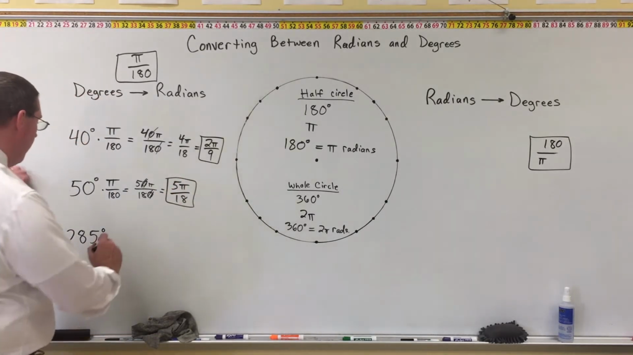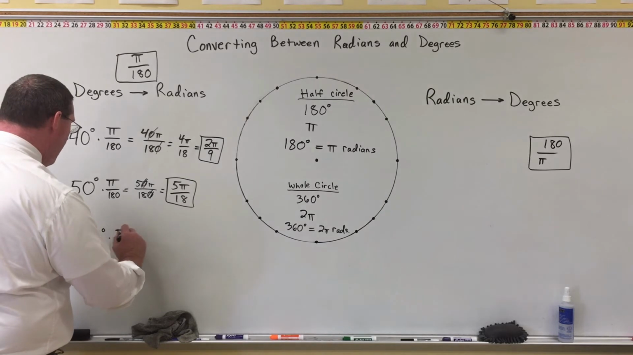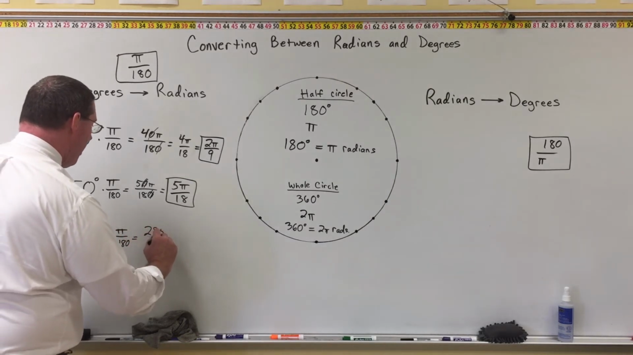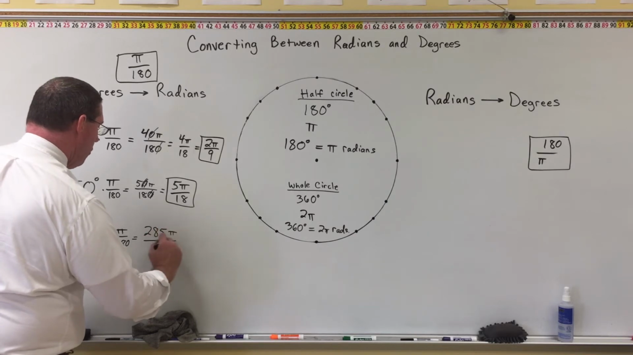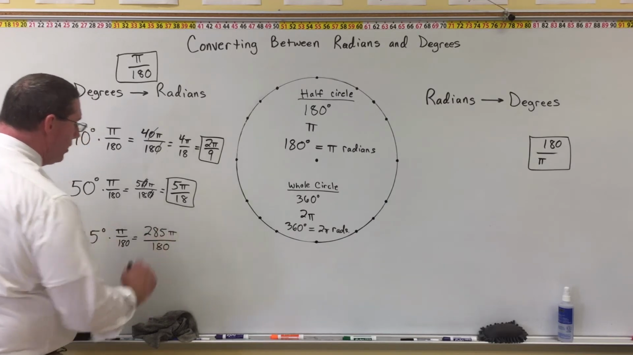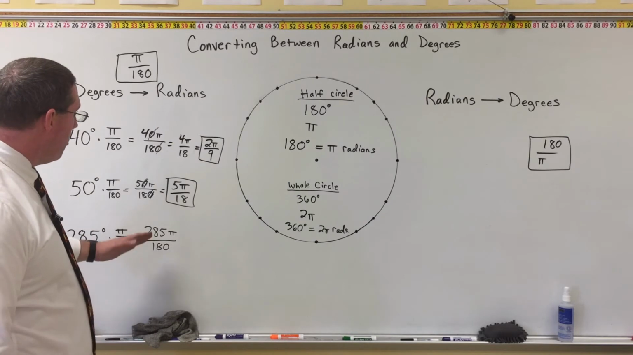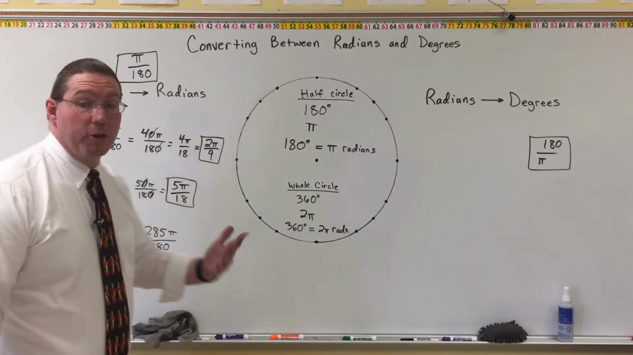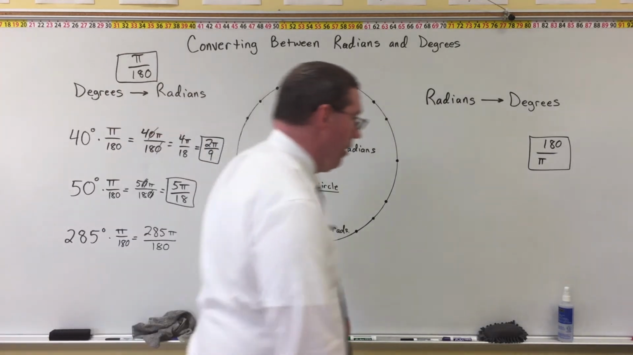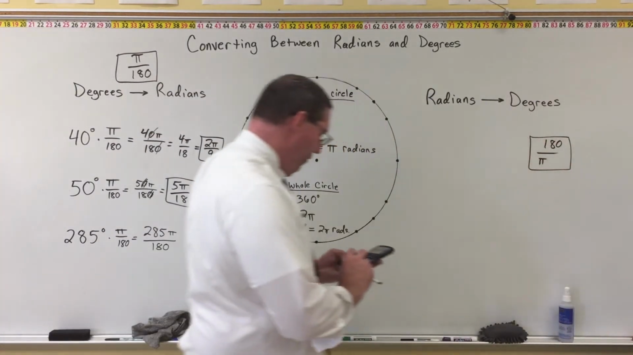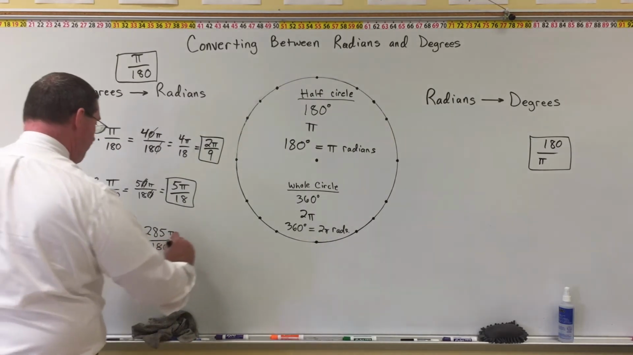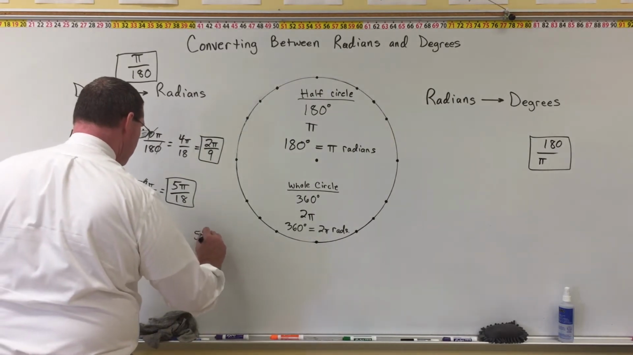Last one, 285-degree angle times pi over 180 gives us 285 pi over 180. Now we can't divide by 10 in both of these, but we can divide by 5 in both of them. So if we divide 285 by 5, I'm going to grab a calculator. All right, so 285 divided by 5 is 57 pi.